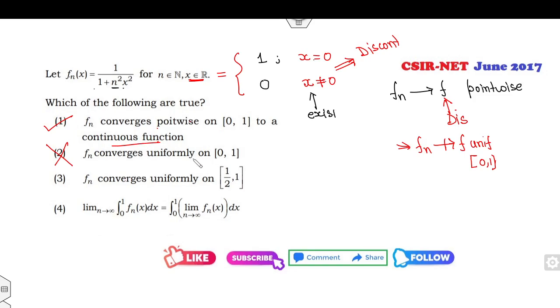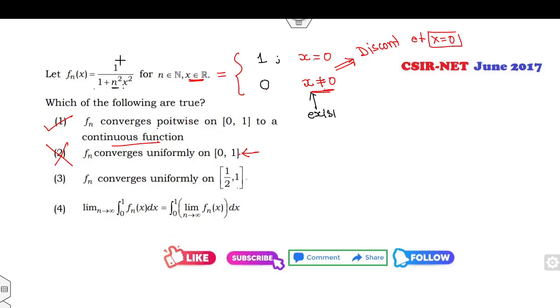Fine. Now, does it converge uniformly on the closed interval [1/2, 1]? Now you can see that here the function is discontinuous at the point x equal to 0, and 0 is not part of this interval. Now you can see, is this function f continuous on [1/2, 1]? Yes, because on this interval the function is continuous. Fine. So that means this function may or may not be uniformly continuous.